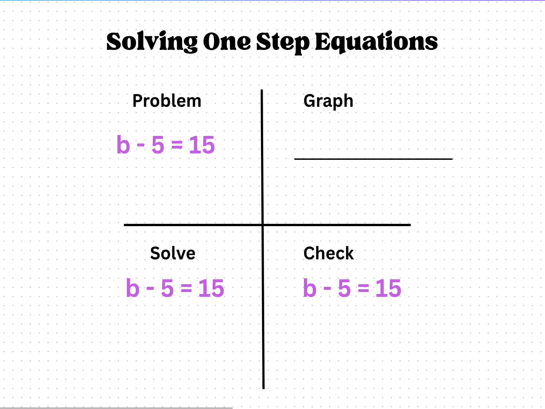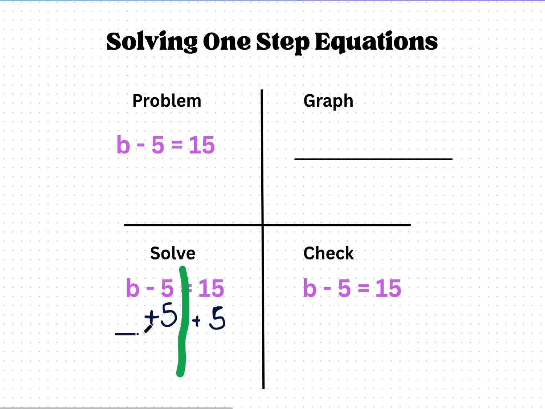Okay, so our next invader is b. The variable is b. So now I need to get the negative 5 to the other side of the wall. So what's the inverse of subtracting? It's adding. So I'm going to add 5 to both sides. What I do to one side of the wall, I must do to the other side. So I'm going to put plus 5 on the other side of the wall.